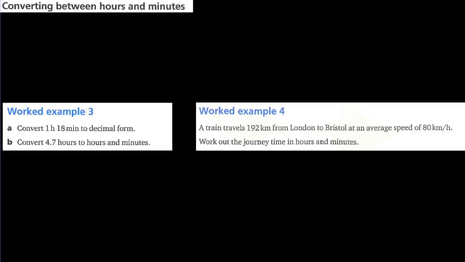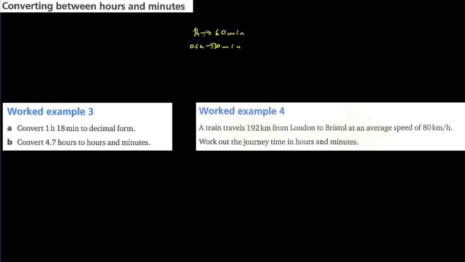We are going to continue with converting between hours and minutes. If you remember, 1 hour is equal to 60 minutes. It's easy to convert when it is 1 hour, but if we are talking about 30 minutes, generally students convert it to 0.3 hours. But actually, if 60 minutes is 1 hour, then 30 minutes should be half of it, which is 0.5 hours.